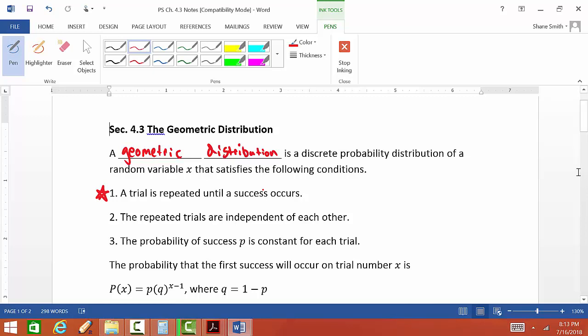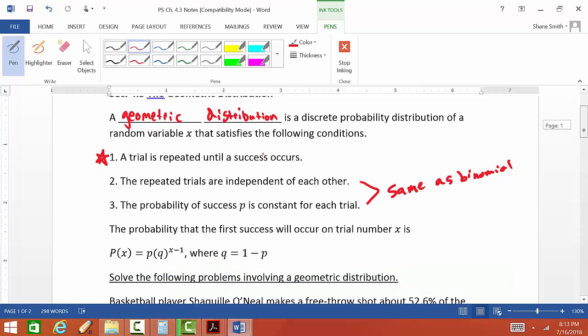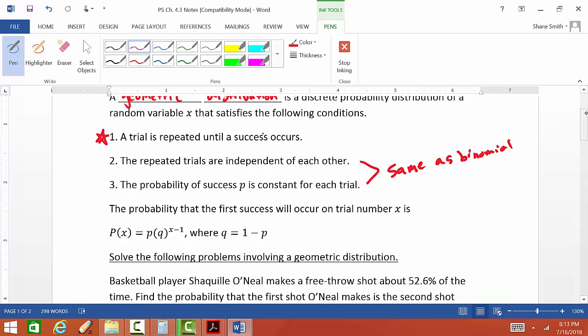And repeated trials are independent of each other. This is the same as binomial, and the probability p is constant for each trial. So these two are the same as binomial. But the first one, a trial is repeated till a success occurs, is the main thing that we have to remember.